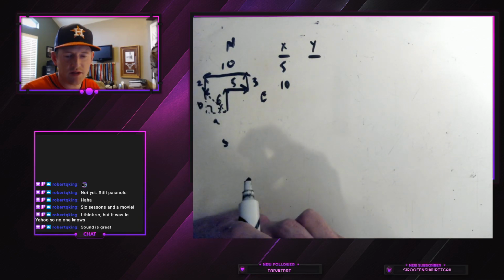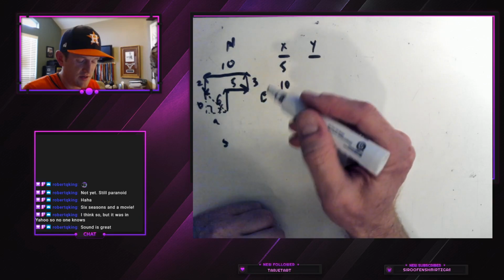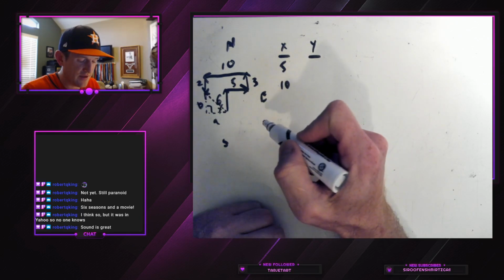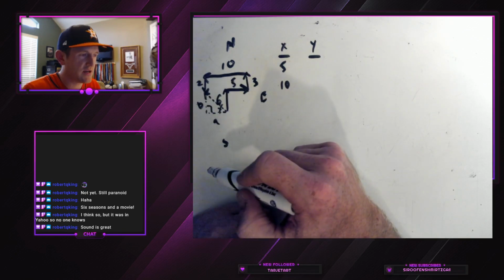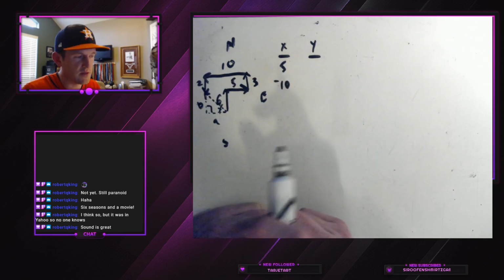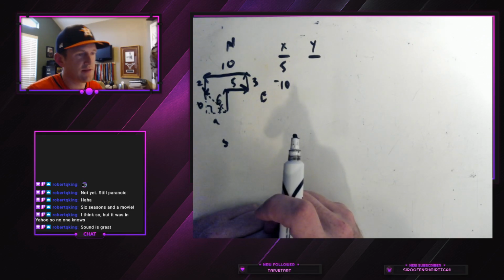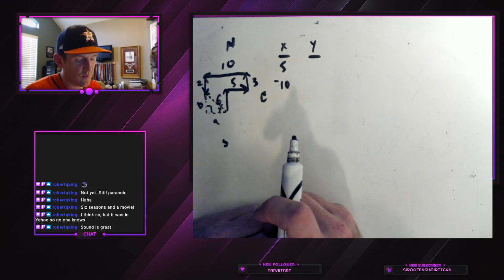Now, I've deliberately left something out so that you can consider it briefly, but our 5 and our 10 are headed in different directions, which means one of them must be negative. Does it matter which one is negative? It really, really does not matter which one is negative. It just matters that one of them is, because they're pointed in different directions.